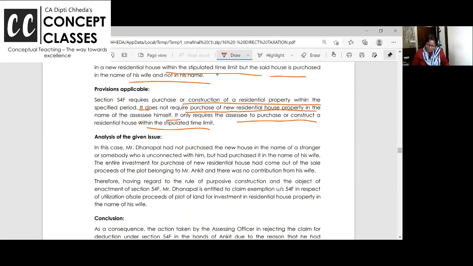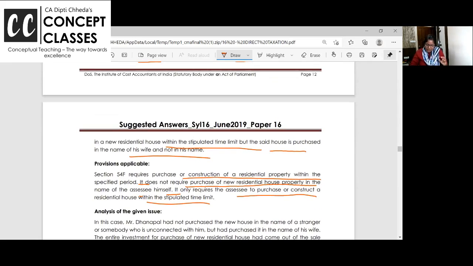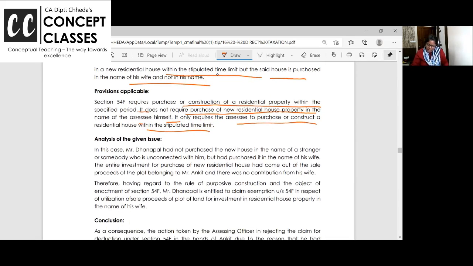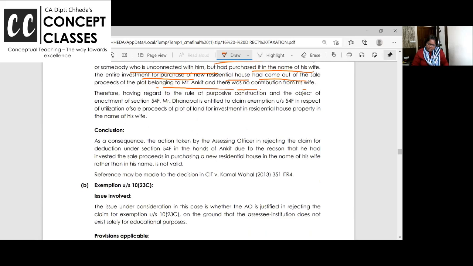Now, analysis of the given issue. This is the issue involved, this is the provision. Now, how will you apply this provision in this issue? You have to link the second to the first point. In this case, Dhanpal has not purchased the house in the name of a stranger or somebody, but he has purchased it in the name of wife. Entire investment for the purchase of house is out of the sale proceeds, and there was no contribution from his wife. Therefore, having regard to the rule and object, Dhanpal is entitled to 54F.